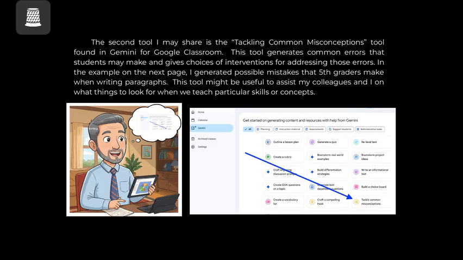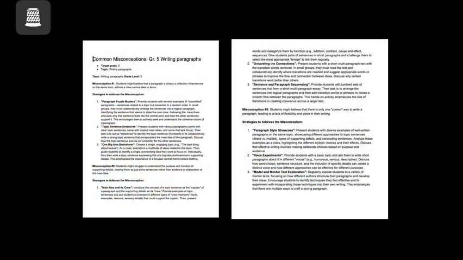The second tool I may share is the Tackling Common Misconceptions tool, found in Gemini for Google Classroom. This tool generates common errors that students may make and gives choices of interventions for addressing those errors. In the example on the next page, I generated possible mistakes that fifth graders make when writing paragraphs. This tool might be useful to assist my colleagues and I on what things to look for when we teach particular skills or lessons. And you can see that it generated some pretty cool intervention pieces for addressing, for example, the misconception of students believing that a paragraph is simply a collection of sentences on the same topic without a clear central idea.